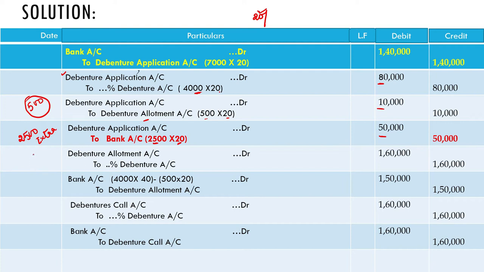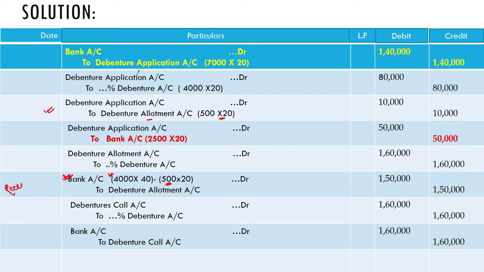Then we are supposed to make the due entry for allotment. Here the company is supposed to make the money due for allotment, and allotment value was rupees 40. Here company will make the money due for full 4,000 debentures. So the value will be 4,000 into 40, that is 1,60,000.